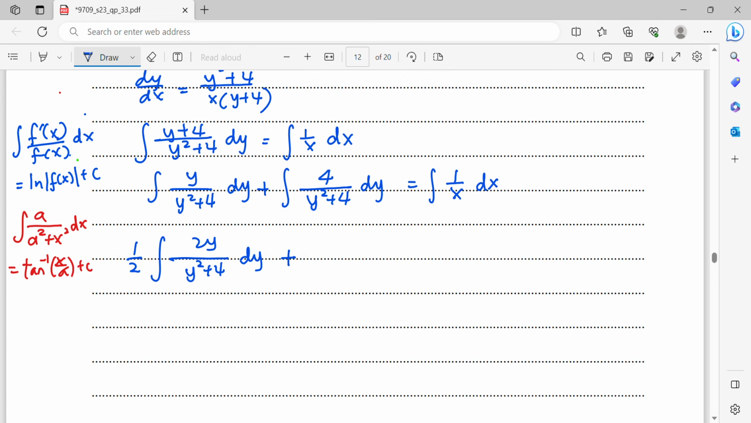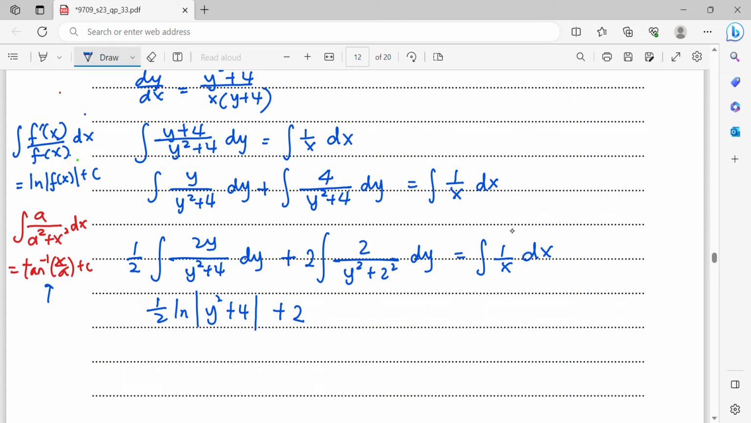Okay, so from here, the y squared plus 4, I will change to y squared plus 2 squared dy. And then my a is 2, so I will write 2. After that, I will write another 2 outside. Then right hand side is 1 over x dx. So from here, it will be half ln y squared plus 4. And then the second term, the 2 remains. Then use the inverse tangent y over 2. That equals ln x plus c.